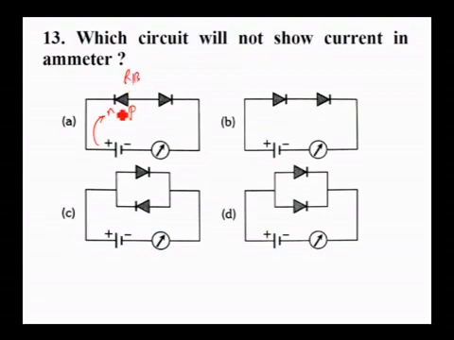A reverse biased PN junction does not conduct. So, even though the other one is there, since this is already reverse biased, it will not conduct. Probably this is the answer, but we have to rule out the other ones.